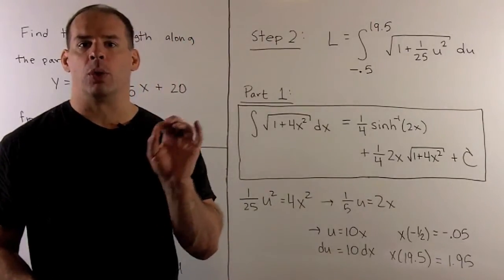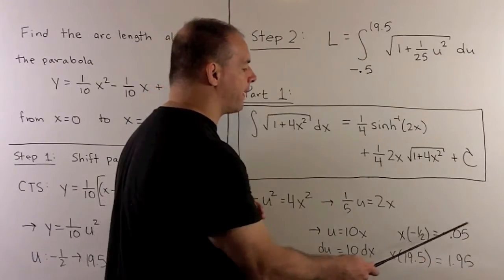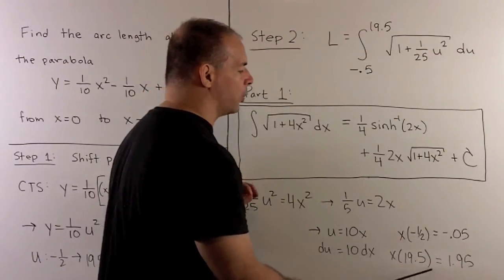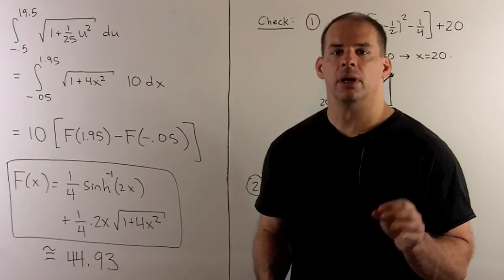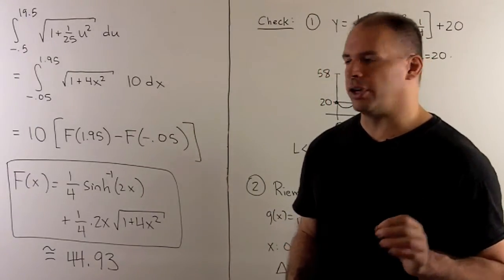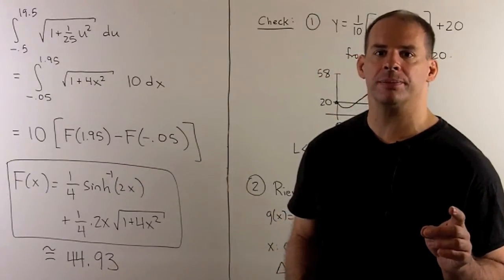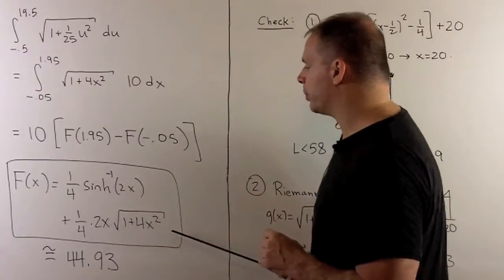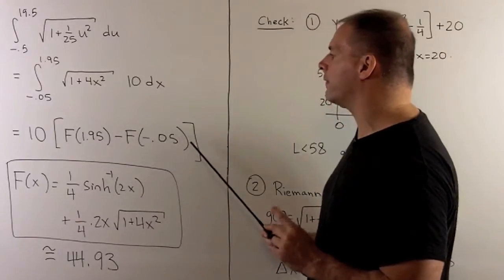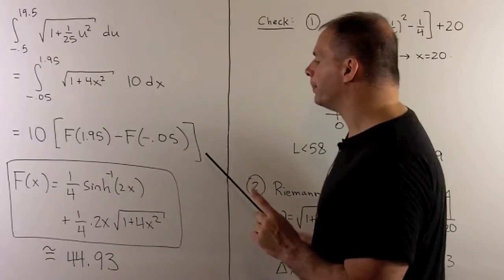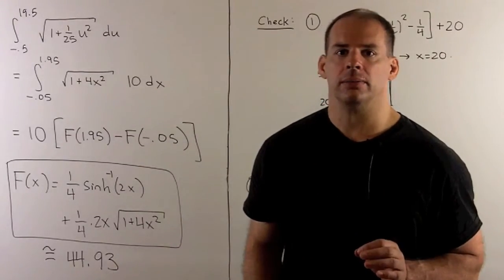Now, in our substitution, we want to wind up in terms of x. So we'll have the x of minus 1/2 is equal to minus 0.05. X of 19 and a half is equal to 1.95. Now, we substitute. That gives the following definite integral in x. If I pull the 10 out, we can apply the fundamental theorem of calculus. So we have the antiderivative from the previous board. So we get 10 times f of 1.95 minus f of minus 0.05. If we run this through a calculator, we get 44.93. So that's our answer for arc length.